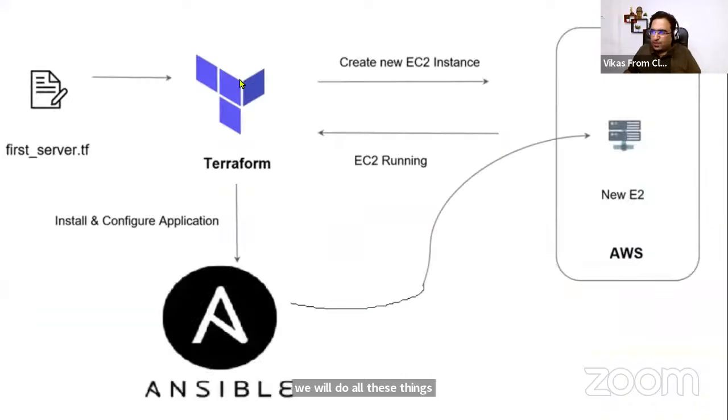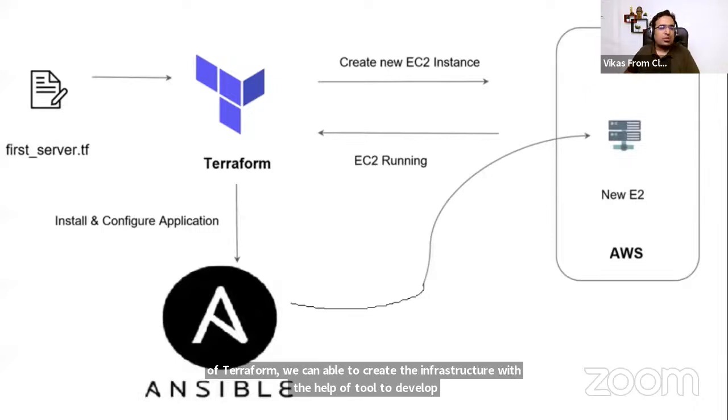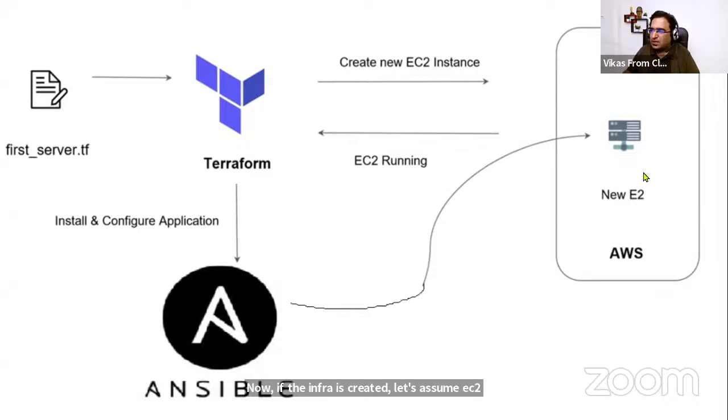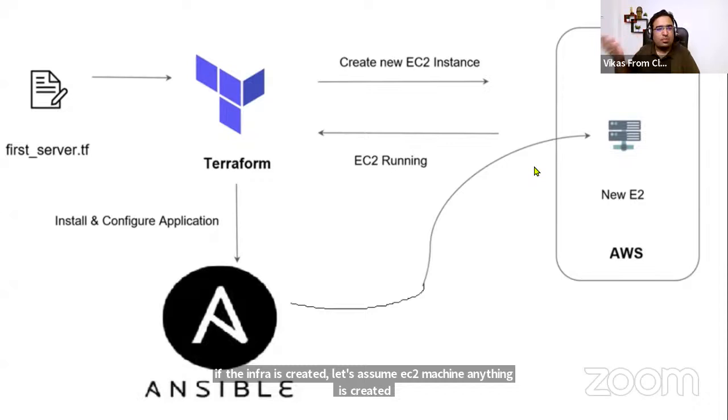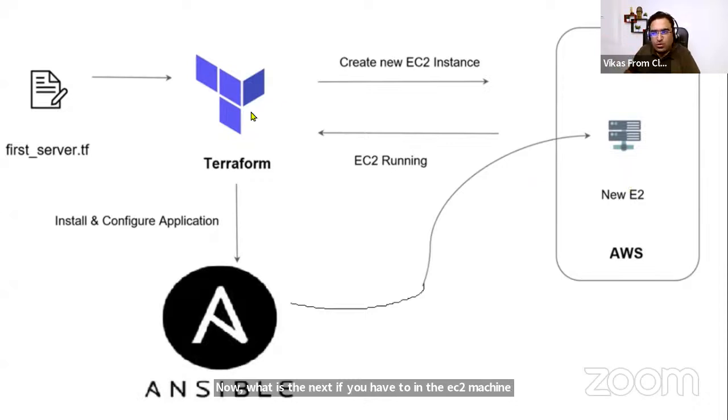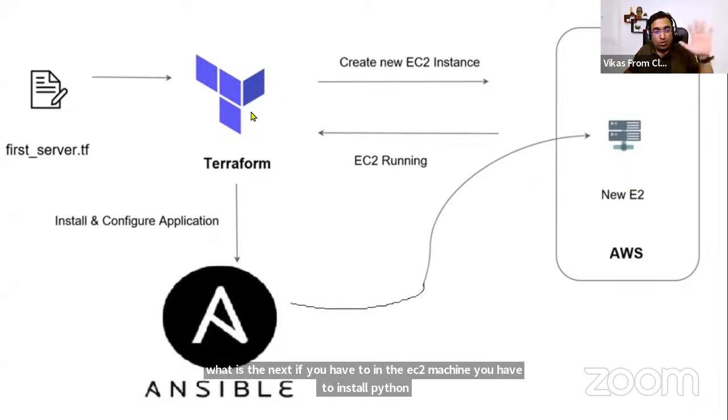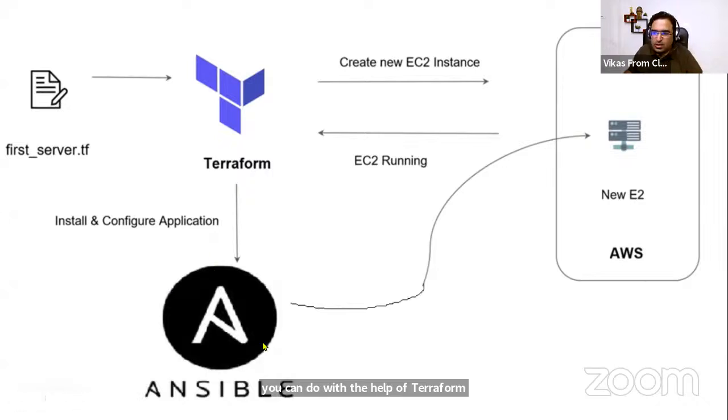If you want to create infrastructure on any cloud, then with the help of the Terraform tool, we can create the infrastructure. Now, if the infra is created, let's assume an EC2 machine or S3, what is next? If you have to install Python in the EC2 machine, you can do it with Terraform also, but that's not advisable. You have to use another tool for all the operation activities in the environment. With the help of Ansible, we can do the operation activities.